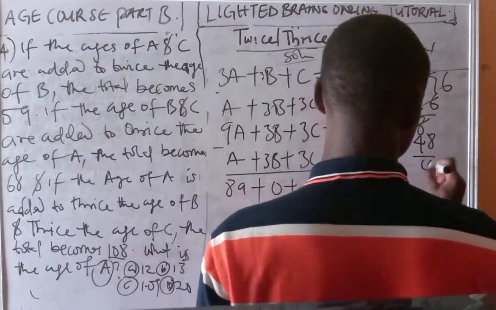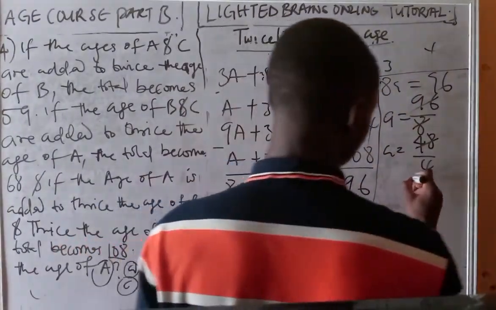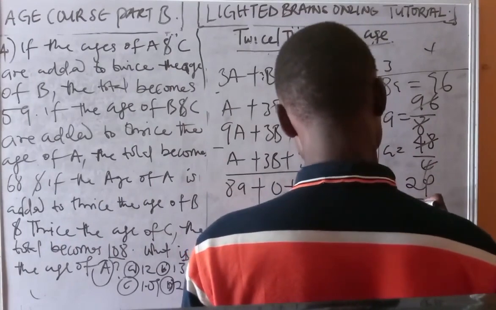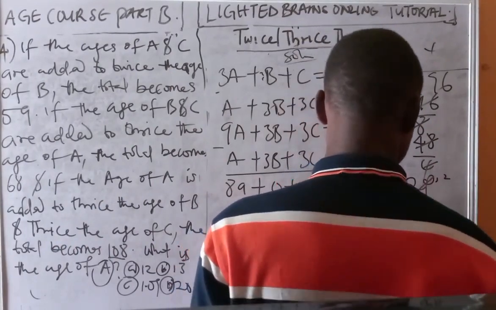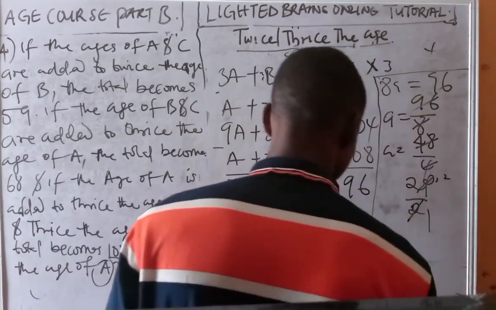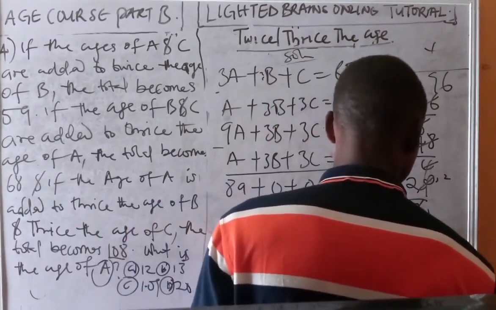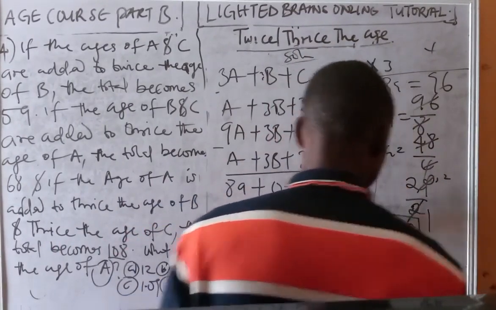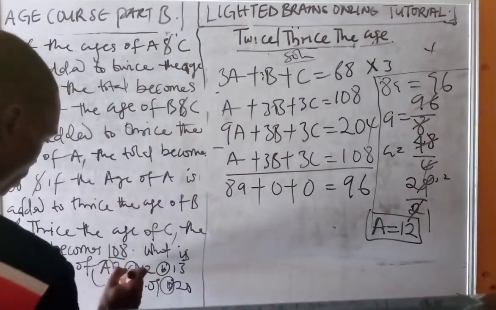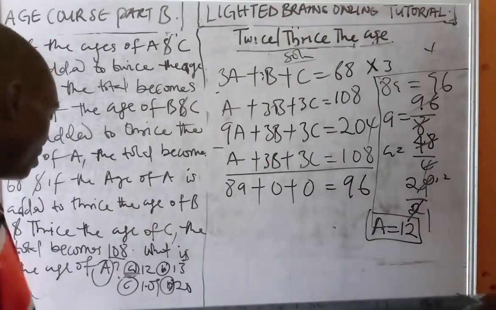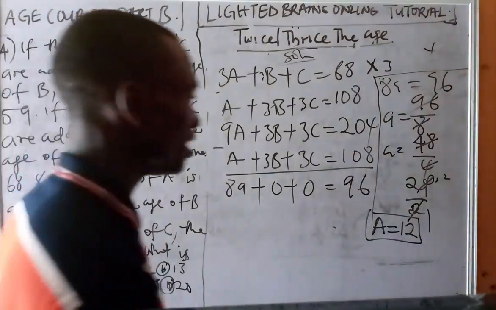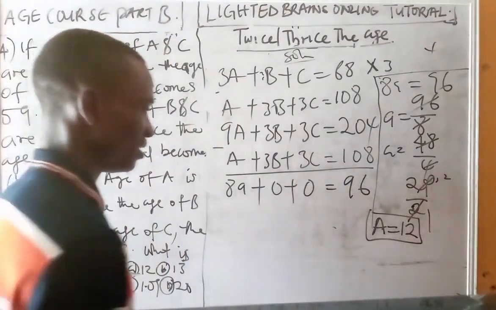2 table here will give us 4, 2 table again will give us 24, 2 table will give us 2. So 2 table here 1, 2 table here 12. So finally A is equal to 12. So A is the answer. Do you understand now? It's quite easy. Do you understand?